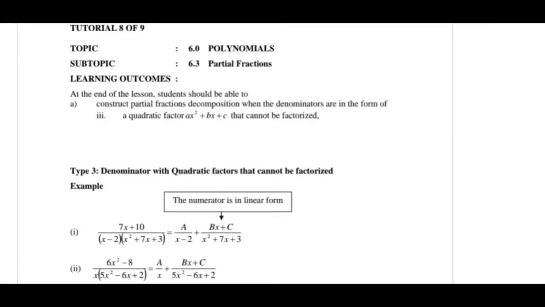Hi, we have reached the end of the polynomial subtopic, which is partial fraction with the denominator in the form of quadratic that cannot be factorized. Alright, so what does it mean by quadratic that cannot be factorized?